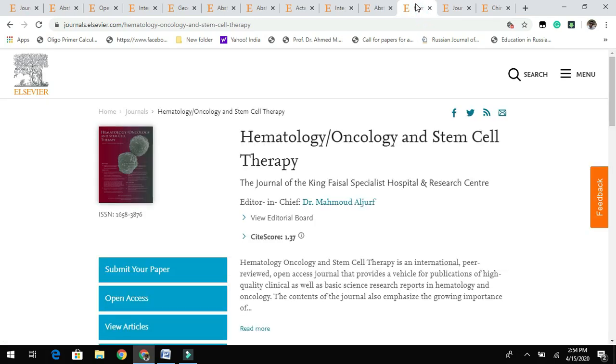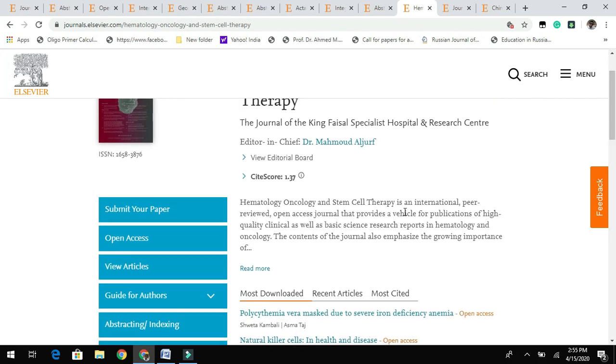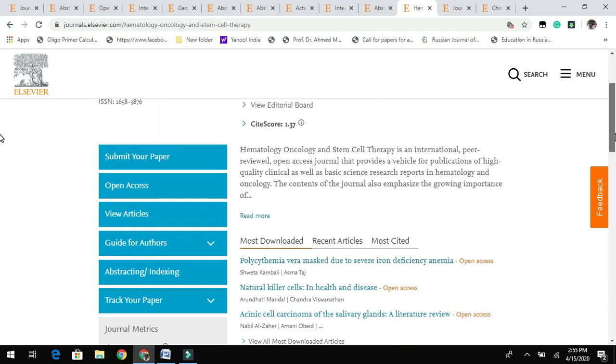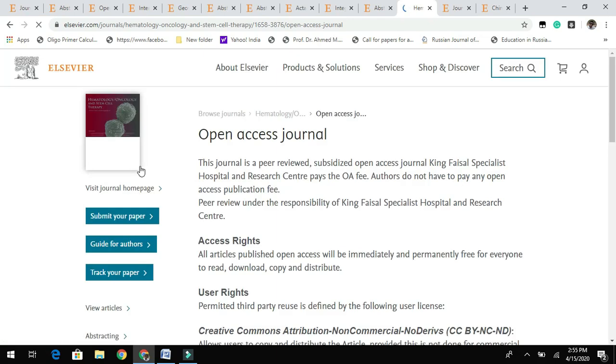So moving on to the next journal, Hematology, Oncology and Stem Cell Therapy. The Journal of the King Faisal Specialist Hospital and Research Center, and here this journal accepts articles related to hematology, oncology and clinical research related to these two fields. And let us see the open access policy, whether this journal has any article processing fees.